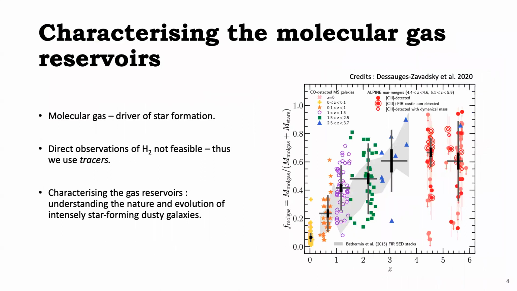Again in this plot, the gas fraction, when plotted as a function of redshift, seems to be higher especially in this redshift range where there is a higher star formation rate density. Since we can't directly observe the H2 content in these galaxies, what we do is use certain tracers in order to characterize the gas reservoir. By characterizing the gas reservoir, we can try to understand what the major mechanism driving the star formation is and what exactly the nature of these dusty galaxies is.